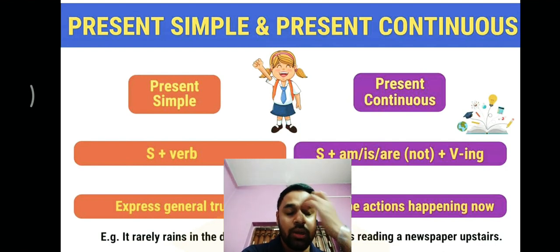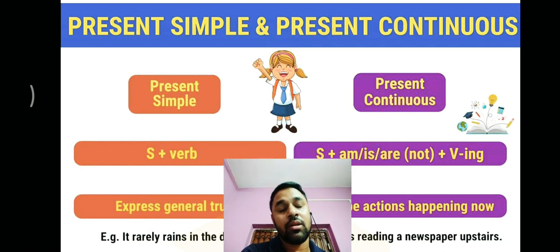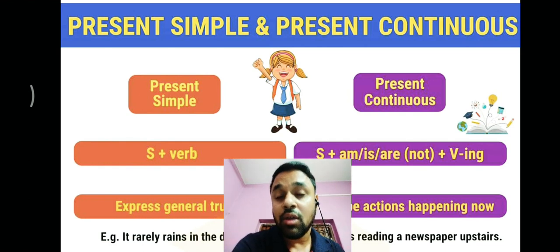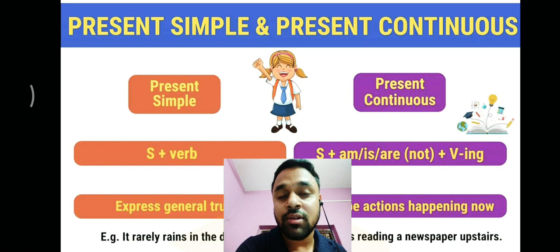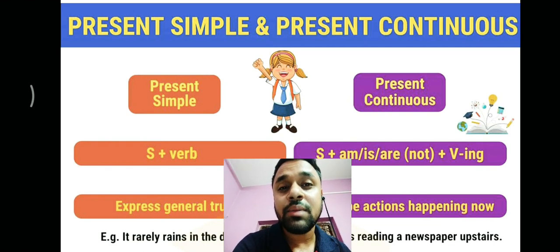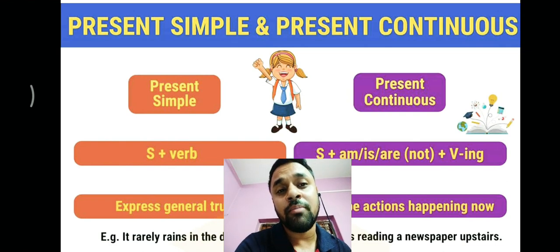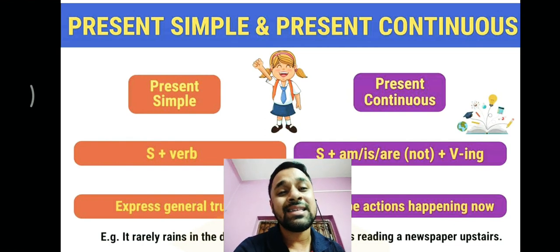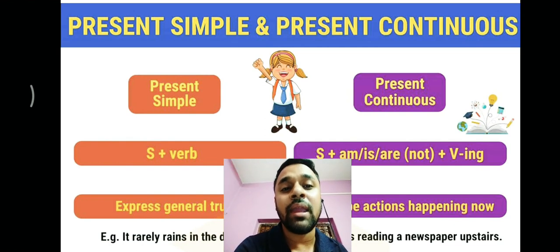Okay, so keep in mind, in simple present tense, when the subject is third person singular number, you have to know this rule, otherwise you cannot write the sentence properly. That time only you have to add s or es with the main verb, and the rest of the times there is no need to use any s or es or ies with the main verb.